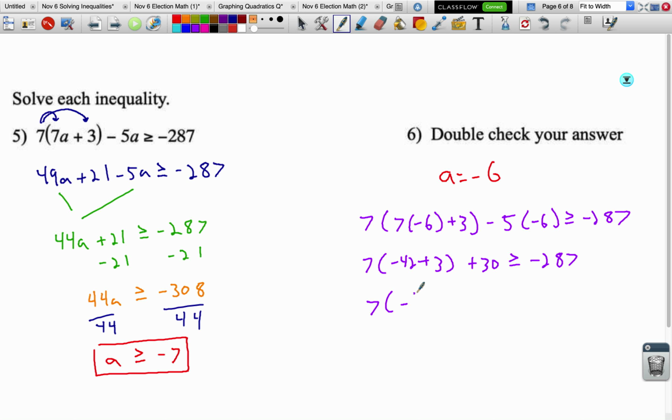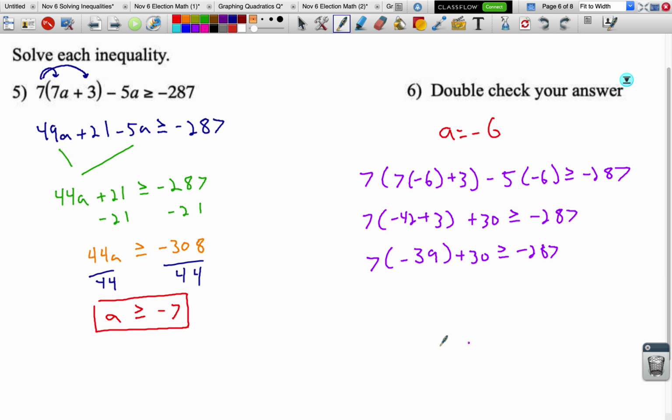7 times negative 39 plus 30 is greater than or equal to negative 287. And 7 times 39, I can't do that one in my head. It is 273, so I make it negative because that's negative, so negative 273 plus 30 is greater than or equal to negative 287. And we get negative 243 is greater than or equal to negative 287. And just like we were talking about, when you have two negatives, you want the smaller of the negatives.